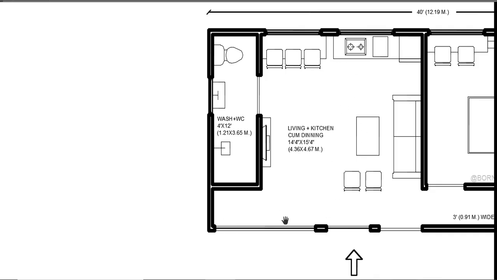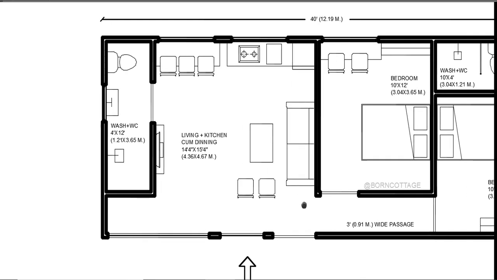We have a long glass panel for light purpose and a common washroom plus water closet here. The size of this washroom is 4 feet into 12 feet, in meters 1.21 into 3.65 meters. You can see here the wash basin, water closet and the shower area, and we have a ventilator for ventilation of this washroom. After that we'll go inside.